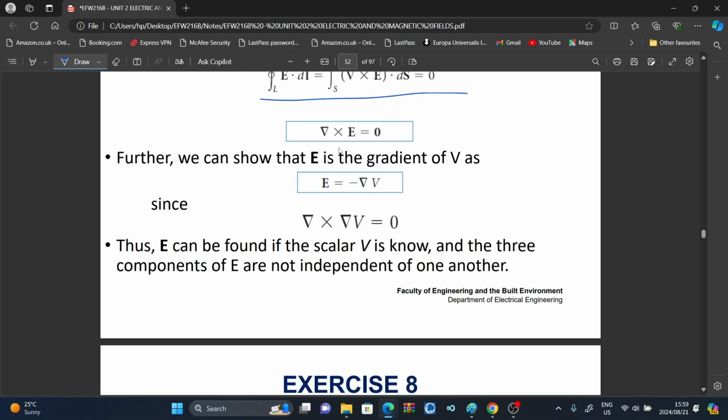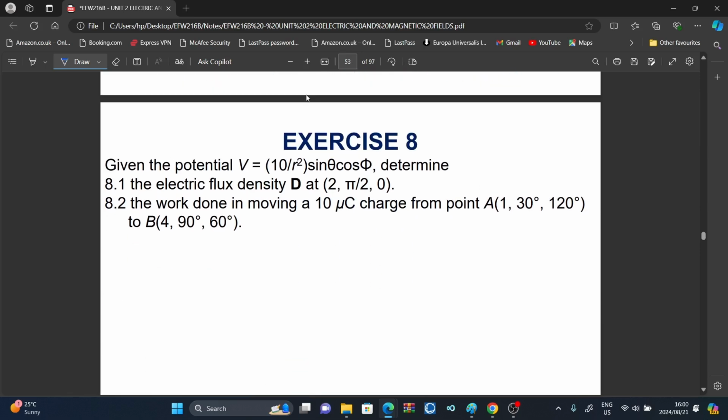That's the gradient of V, but they are much easier to understand through an example. So we'll calculate an example. They say E can be found if the scalar V is known. So for the next exercise, we'll find our E using our voltage V. So let's start and see what it says.